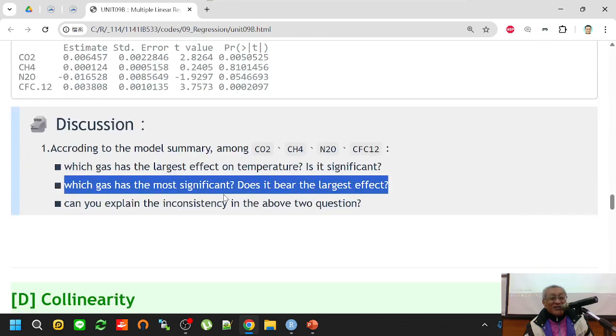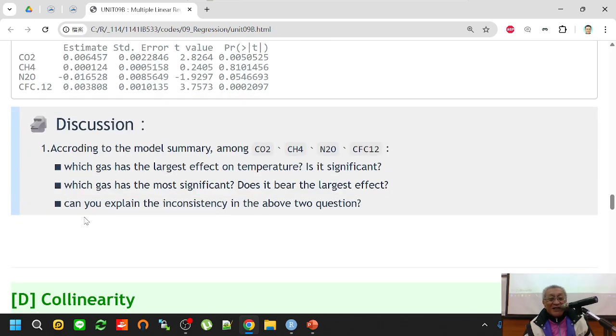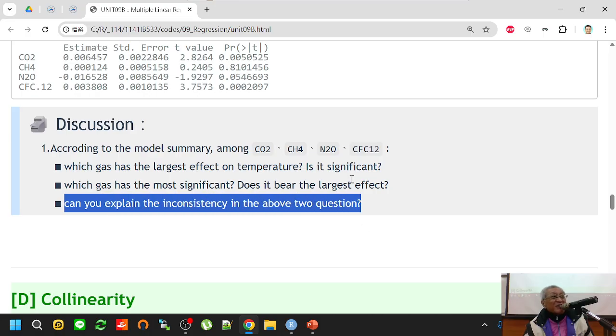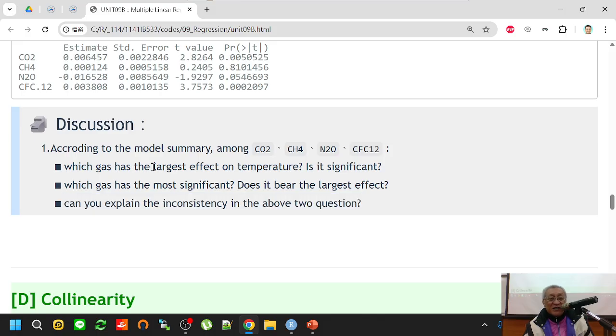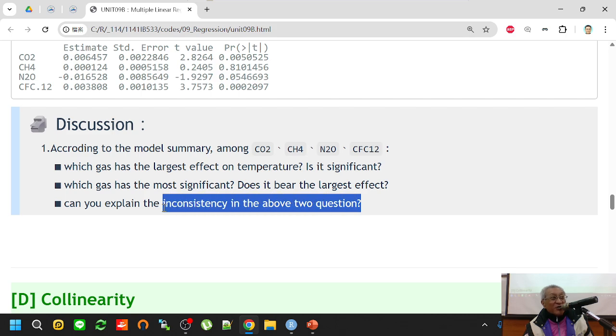Okay, this is the second question. And so can you explain the inconsistency, right? In these two things, we see that the gas that had the largest estimated effect is very significant, and the most significant gas does not bear the largest effect. So there is some inconsistency, right?